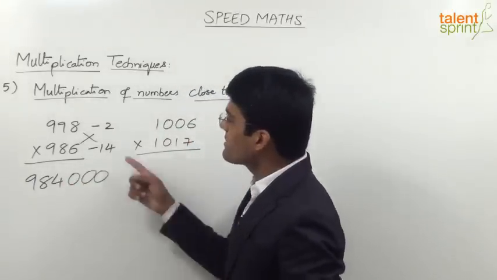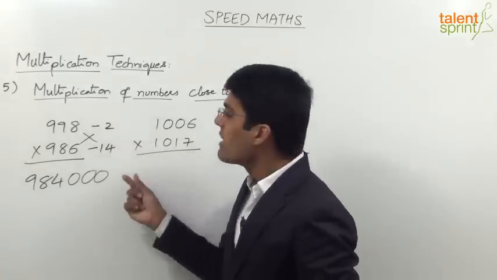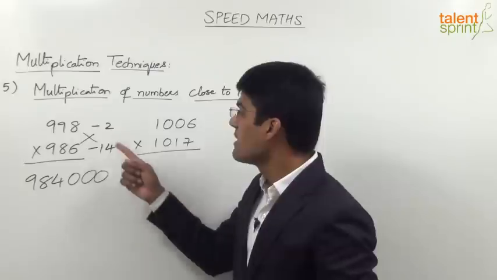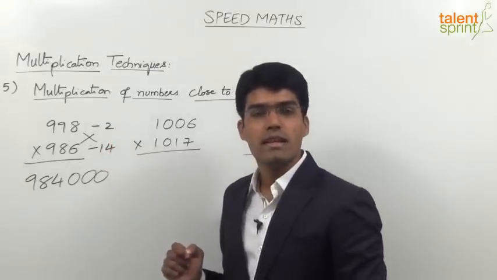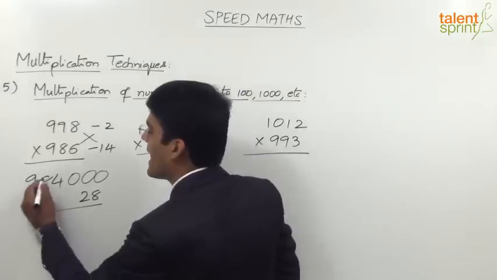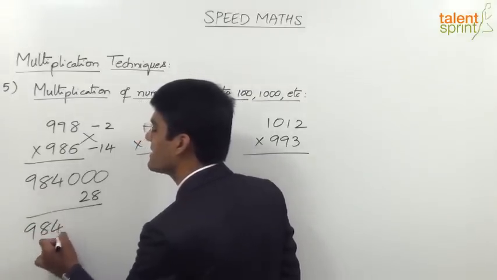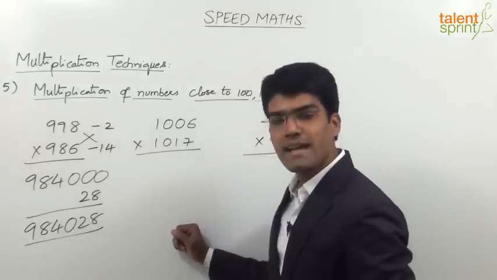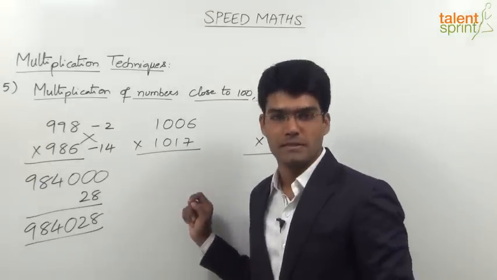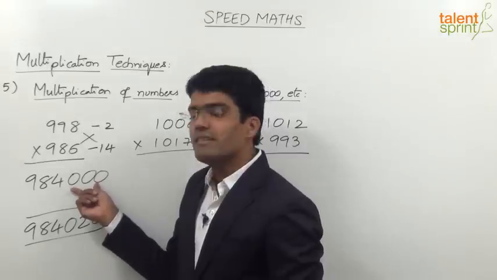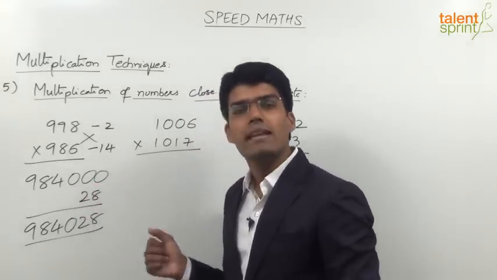The next step here is to multiply these two numbers. Minus 2 into minus 14. The signs also have to be considered. Minus 2 into minus 14 is plus 28. So we get 28 as a second result. Now by adding these two numbers, we can say that the answer is 984028. That is 9,84,028. And remember, if you are comfortable, even writing these three zeros and then adding 28 is not required.